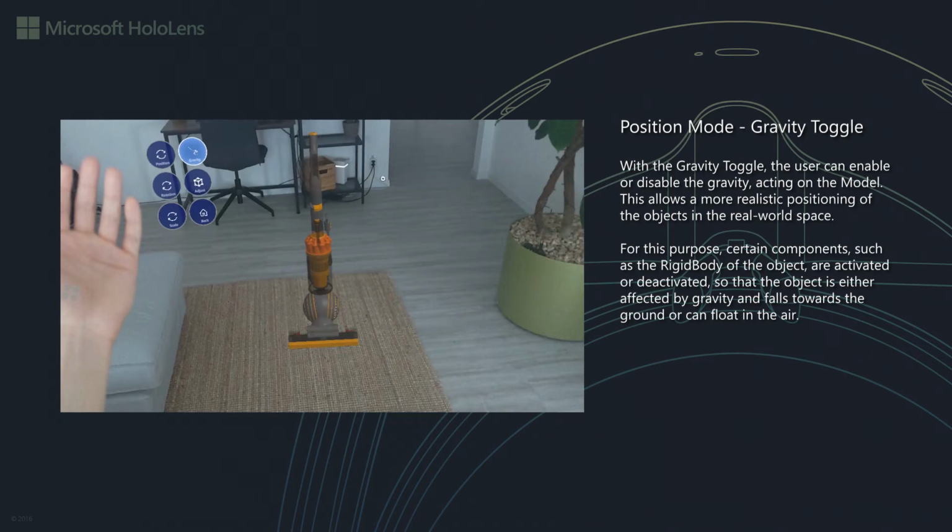Position mode, gravity toggle. With the gravity toggle, the user can enable or disable the gravity acting on the model. This allows a more realistic positioning of the objects in the real-world space. For this purpose, certain components such as the rigid body of the object are activated or deactivated so that the object is either affected by gravity and falls towards the ground or can float in the air.